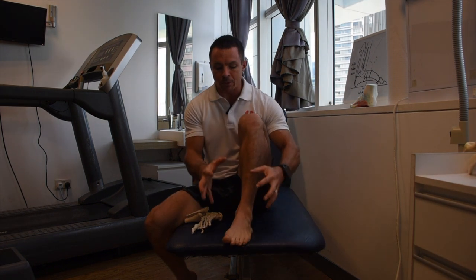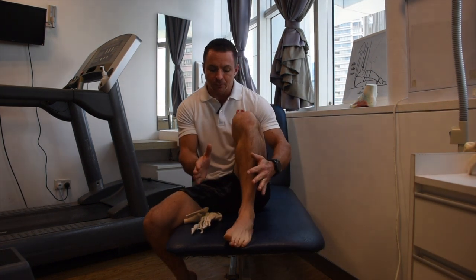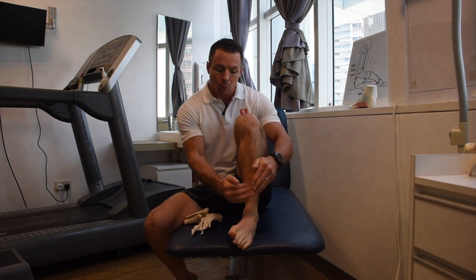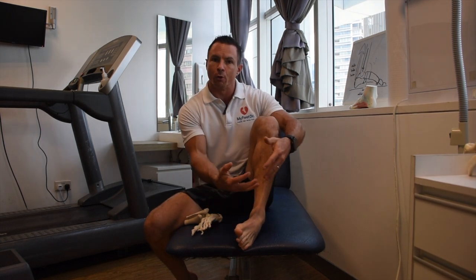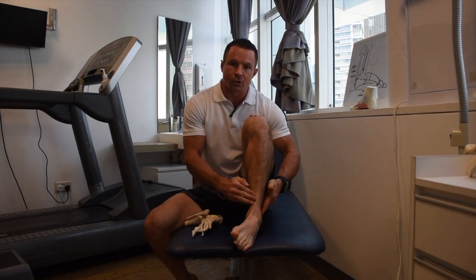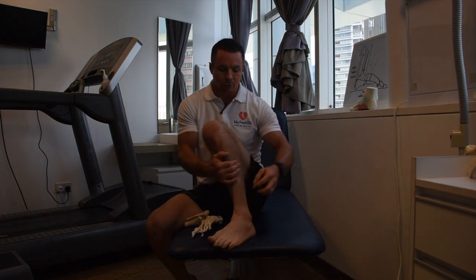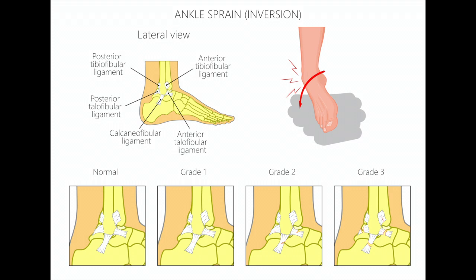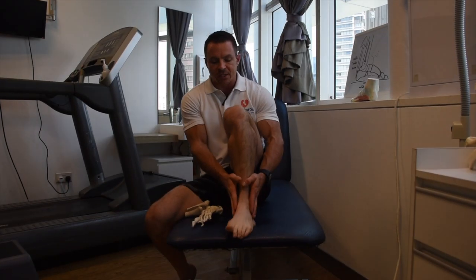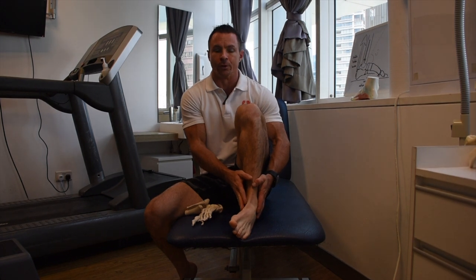Now, what happens when we sprain our ankle is as our foot rolls inwards, we call this inversion. As it over inverts, the ligaments and the structures on the outside of the ankle become overstretched and they tear. Now you've got several ligaments and a joint capsule on the outside of our ankle here, and what they do is they help to resist any inward movement of the foot.